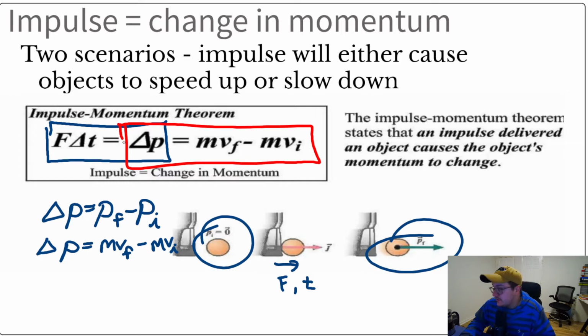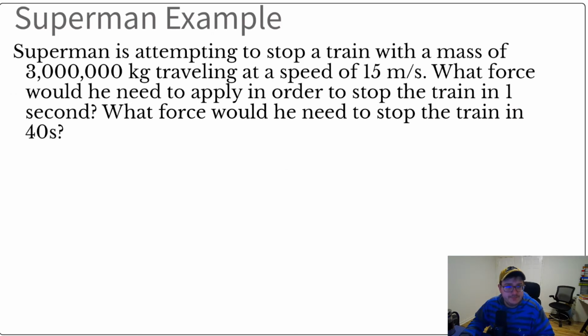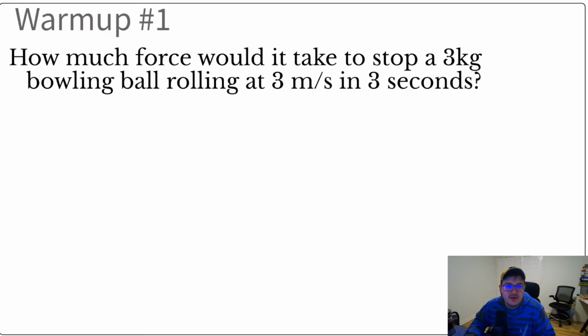Okay, so let's try a couple of these questions out. Superman is attempting to stop a train with a mass of 3 million kilograms. You know what? I'm not going to do this question because it takes long to do and there's a lot of big numbers. Let's do a number that's a little bit more in the realm of doable.